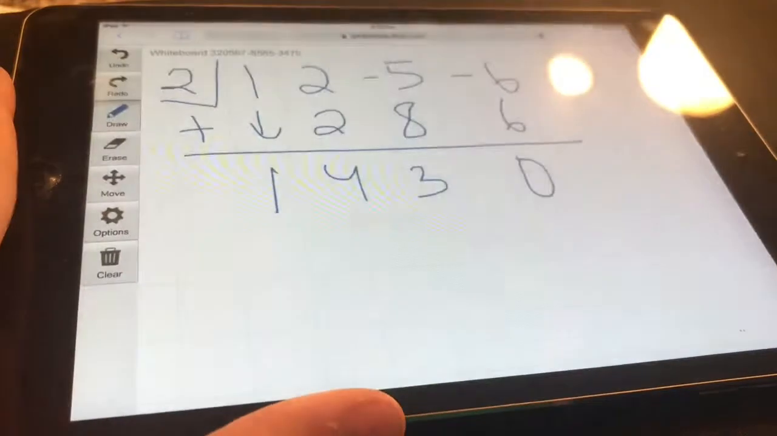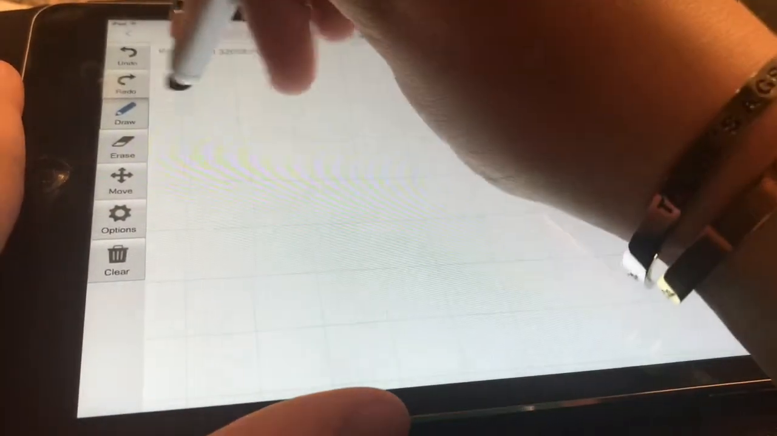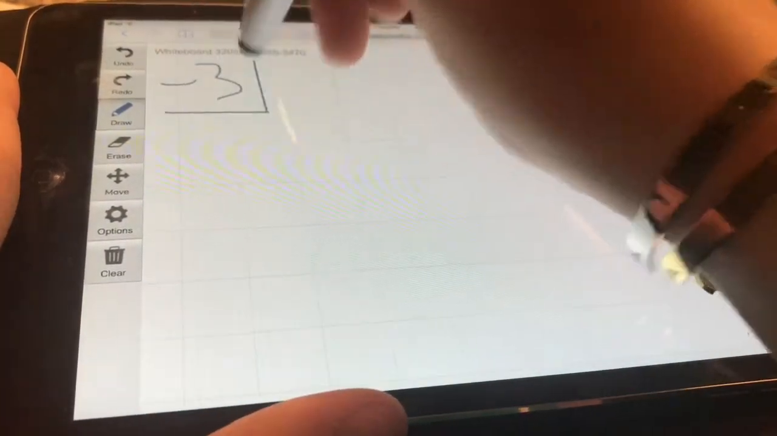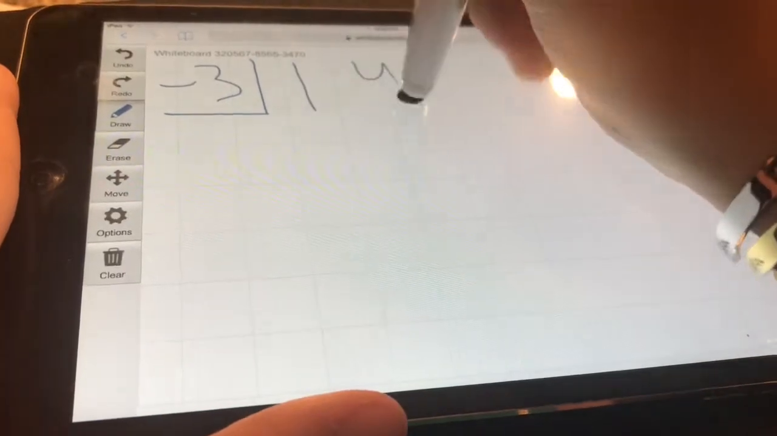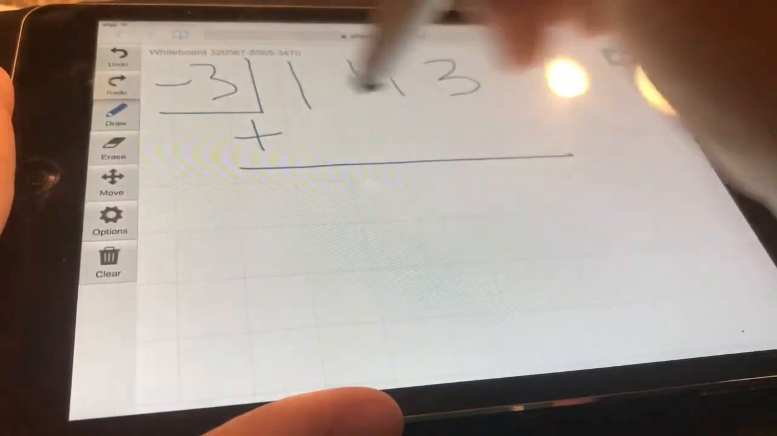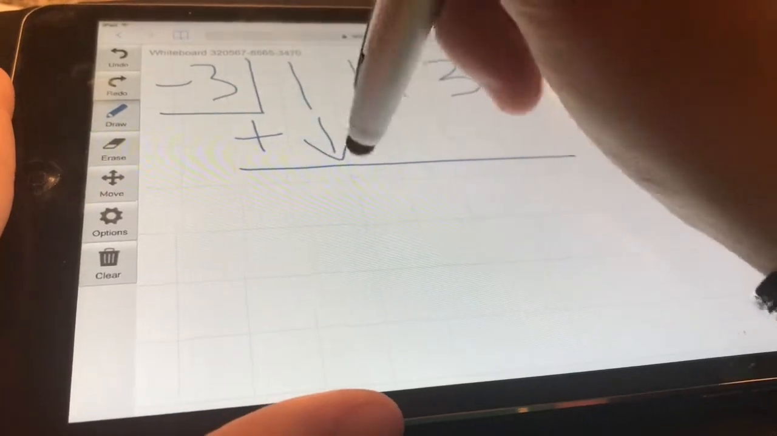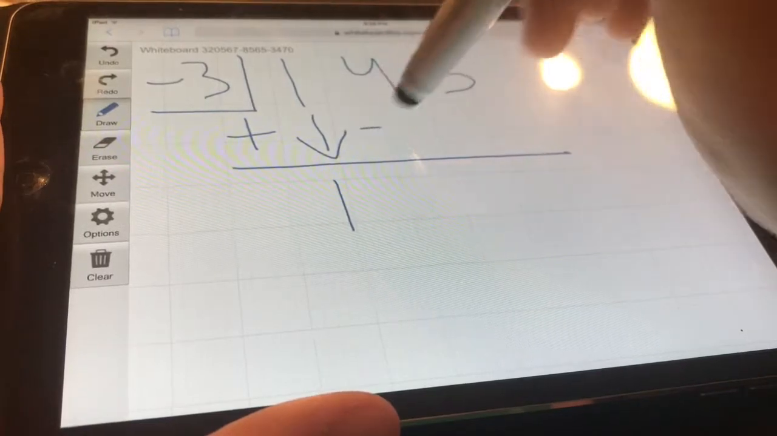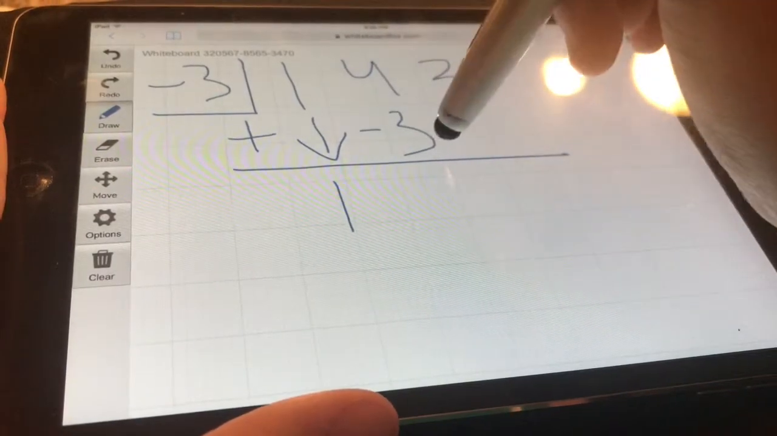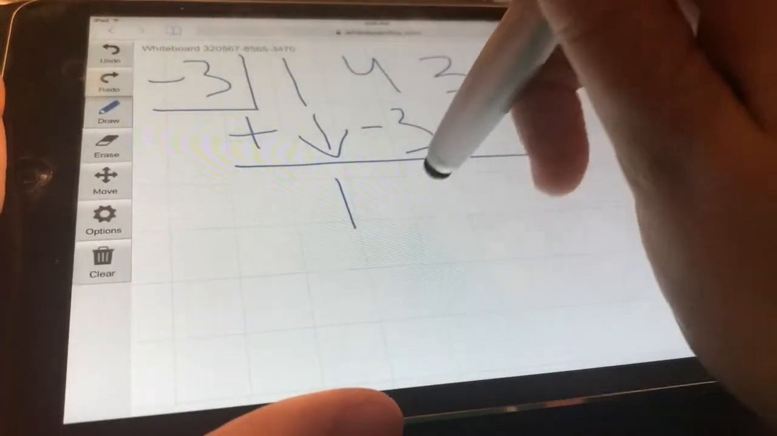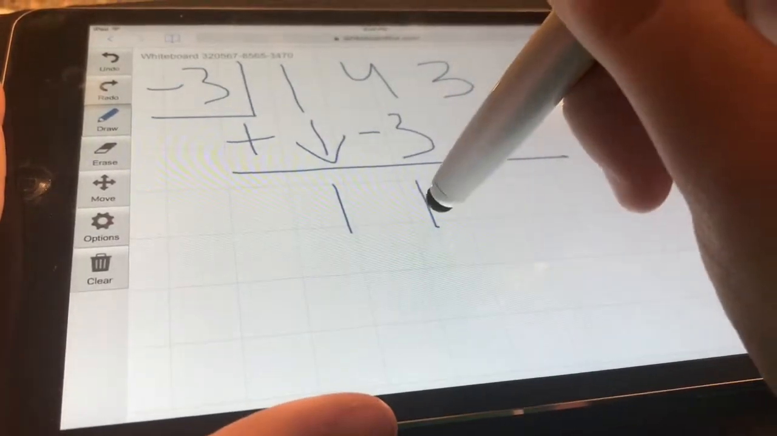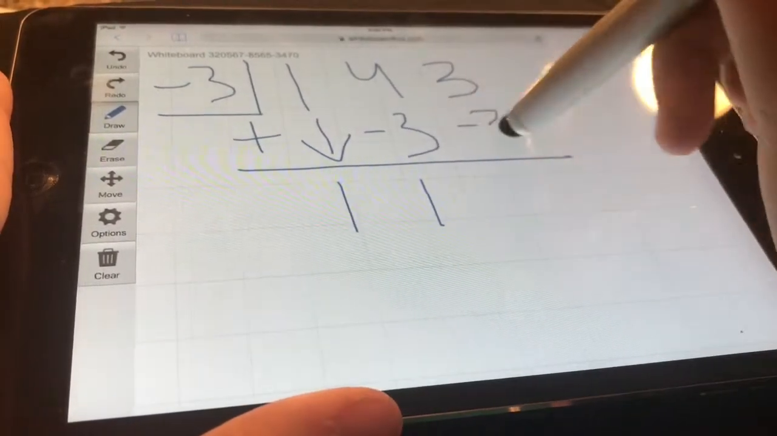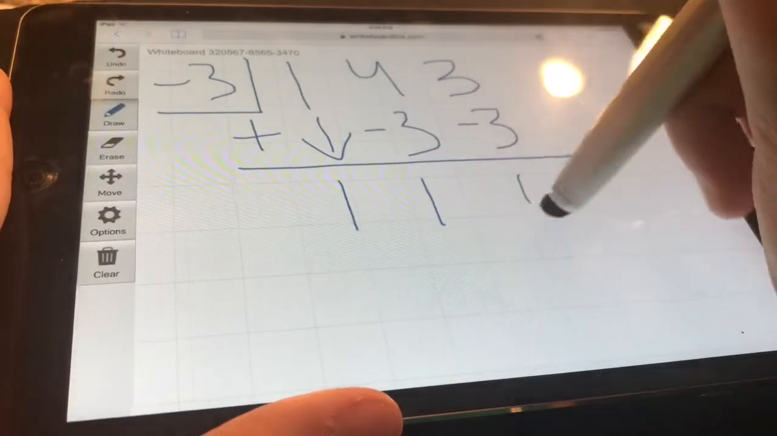So let me clear this board. So we have 1, 4, and 3. So let's put our negative 3 in our shelf and write our 1, our 4, and our 3. So if we do that, we bring down our 1. 1 times negative 3 is negative 3. 4 plus negative 3 is 1. 1 times negative 3 is again negative 3. 3 plus negative 3 is 0.